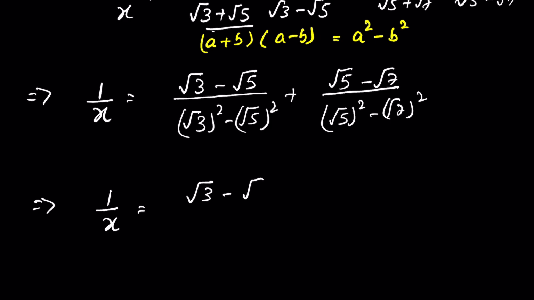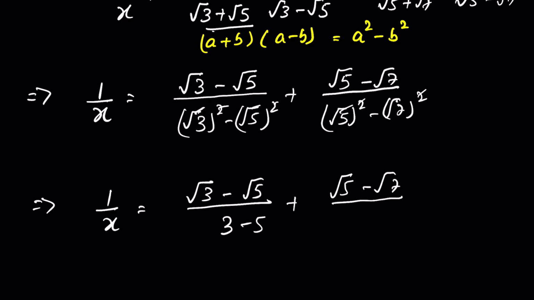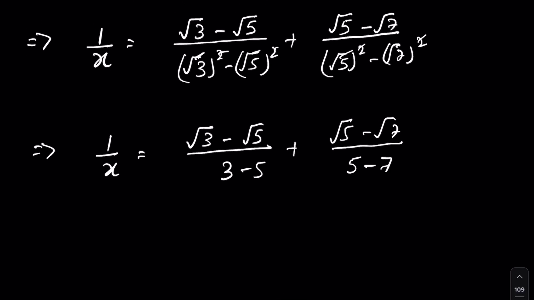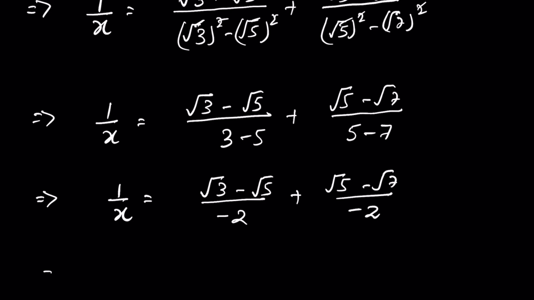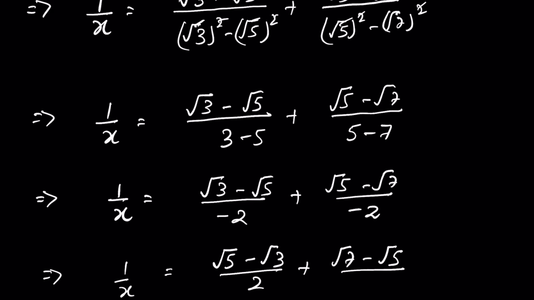square root of 3 minus square root of 5 upon, remove the square root with the square, so 3 minus 5, plus square root of 5 minus square root of 7 upon, remove the square root with the square, so 5 minus 7, or 1 upon x is equal to square root of 3 minus square root of 5 upon minus 2 plus square root of 5 minus square root of 7 upon minus 2. We multiply and divide it by minus. So it will be square root of 5 minus square root of 3 upon 2 plus square root of 7 minus square root of 5 upon 2.